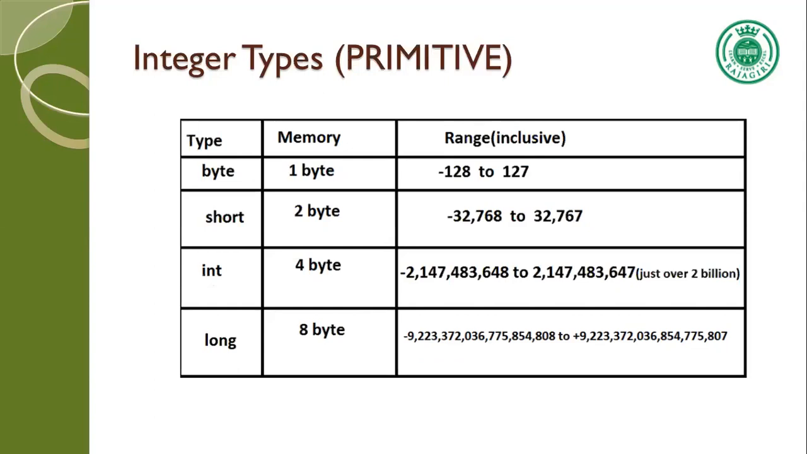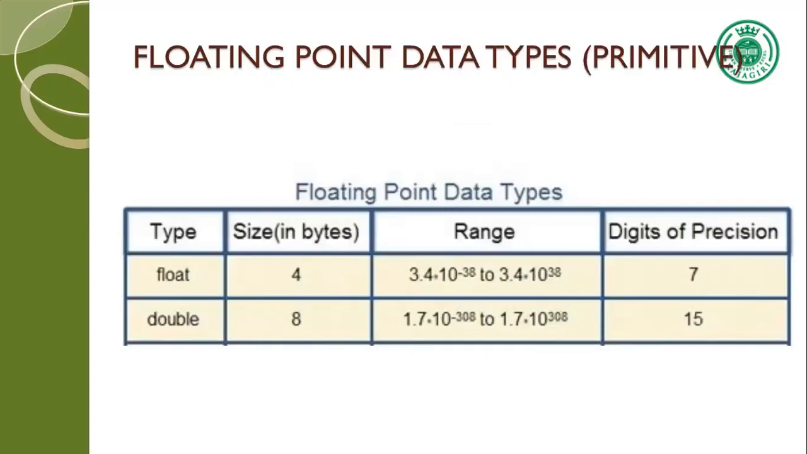The range also is written in the third column. Byte would have a range between -128 to 127, and even the data types short, int, and long would have ranges as given over there. You could see that if it is a long data type of integer, it would be able to store a very huge number.